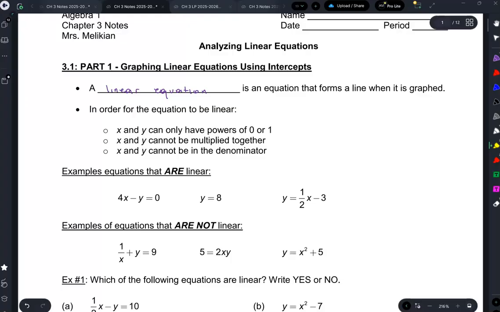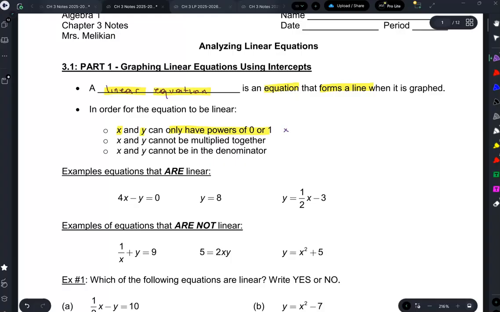So if you look at this term, linear equation, first of all, the fact that it's an equation is in the name. And the word linear means it forms a line when you graph it, right? So that's a linear equation. Now, how do you know if an equation is linear? Well, first and foremost, to be linear, x and y can only have powers of 0 or 1, right?